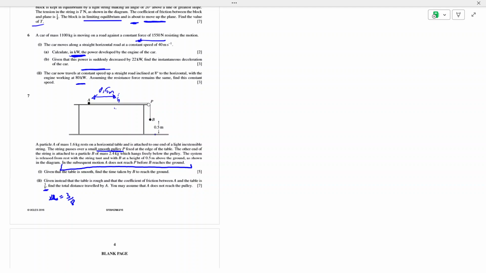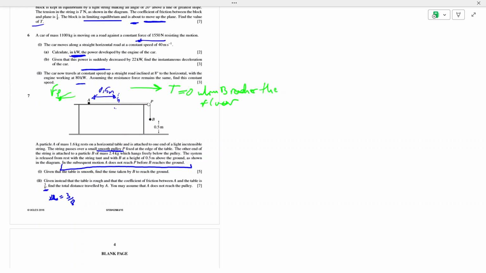So when B reaches the ground here, that means the tension that was pulling A in this direction is going to be equal to 0, right? When B reaches the floor, it's going to be 0. So that means A is now going to start decelerating. Remember, it's going to have a frictional force acting against its motion. It's going to decelerate to a velocity of 0. That's when it's going to stop.